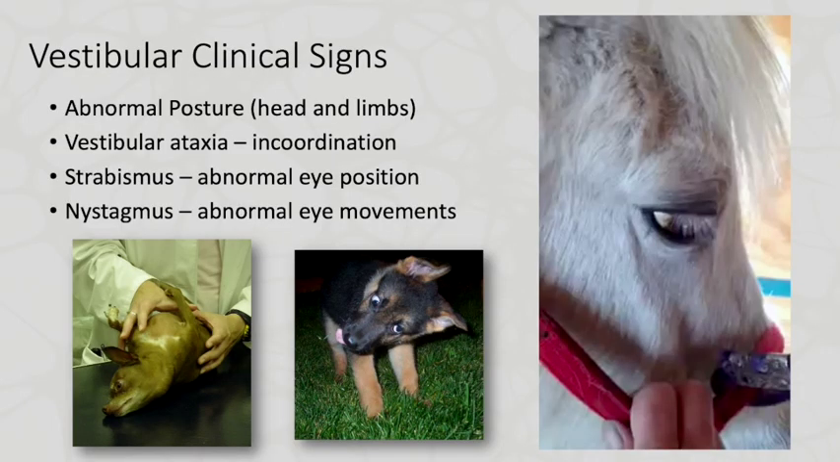We should be pretty familiar with clinical signs of vestibular dysfunction. So often they'll have an abnormal posture. A head tilt is going to be the most common posture that we see, but we can see another posture called the archer posture, which I'll show you in a little bit.